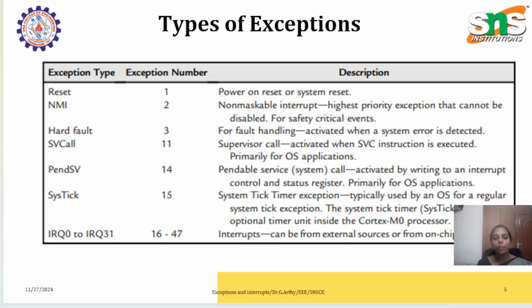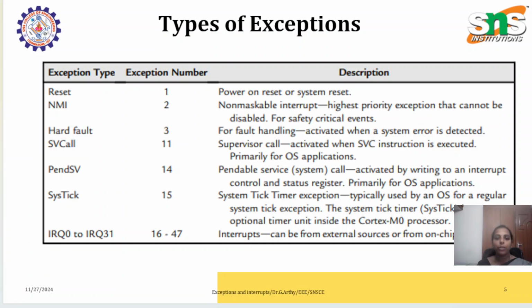These are the different types of exceptions which we commonly are aware of. One is reset, power-on reset or system reset. If the reset button is pressed, then our power-on is done. In this case, the exception number is 1, and the highest priority is given to it. No other options will be there. Whatever program has been executing has to be held, and this exception has to be executed by the exception handler.